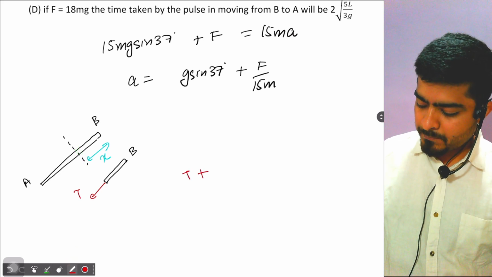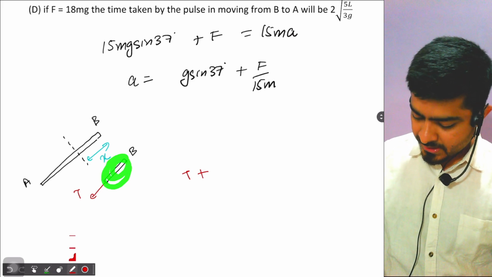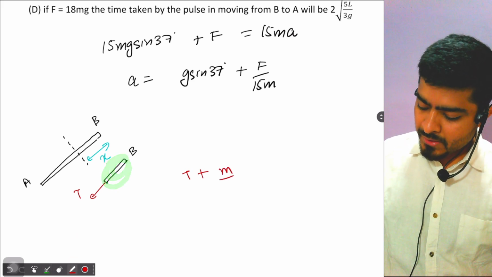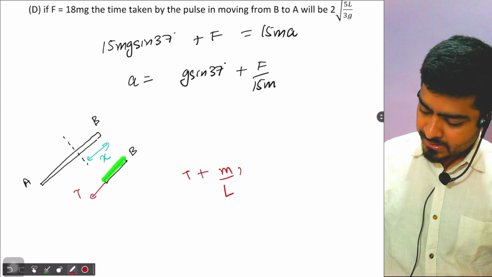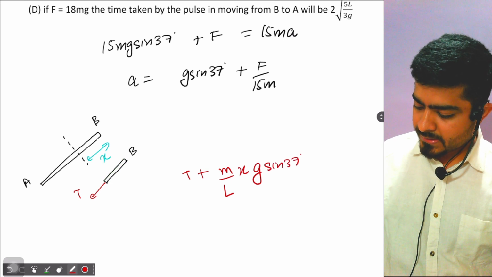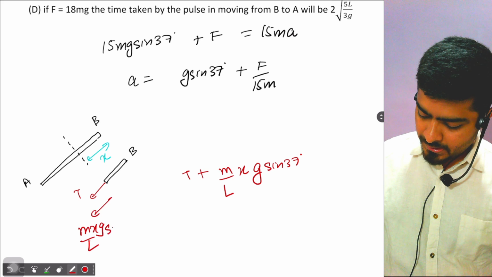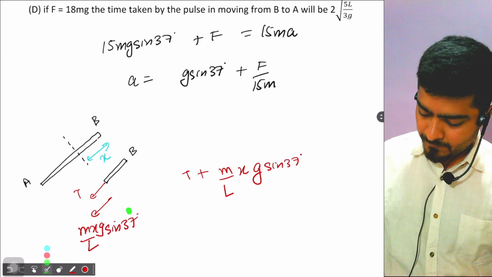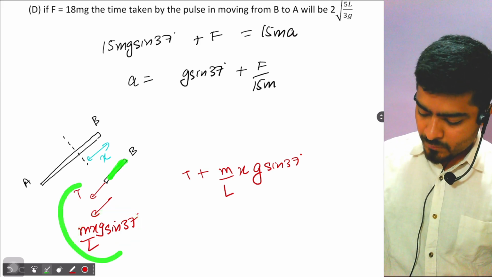So tension plus, what is the mass of this section? Mass of this section will be total mass of the rope divided by total length of the rope, into length of this section, which is x, times g sine 37, mxg by L sine 37. This is the force acting on the section of the rope. These two forces are acting on it.